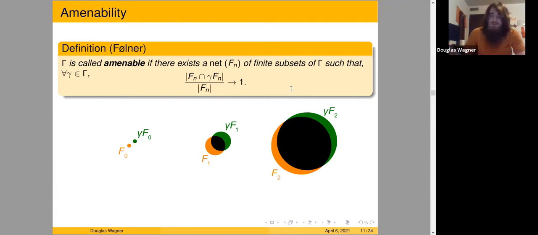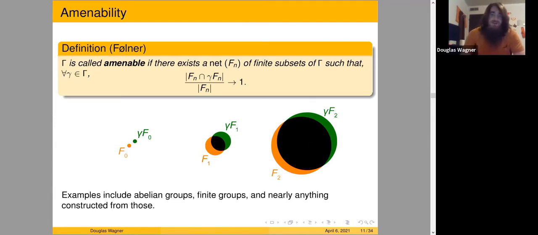So remember, we're talking about discrete groups. So actually this is Z squared. We're just zoomed really far out. And you'll see these green circles are displaced by the same amount from the orange circles in each picture, but the intersection of the two begins to dominate. So amenable groups include all of your favorites, abelian groups, finite groups, and basically anything you can make from those.